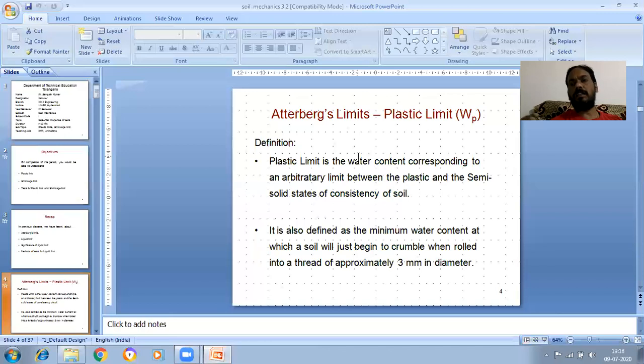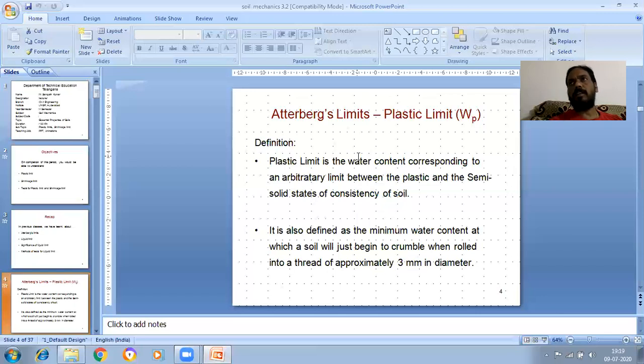So, what are the different states of a soil? There are four states: liquid state, plastic state, semi-solid state, and solid state. These are the four states a soil can have. With different water contents, the soil mass changes from one state to another. Whenever it is changing from one state to another, a boundary condition occurs. That boundary condition is nothing but the consistency limit.